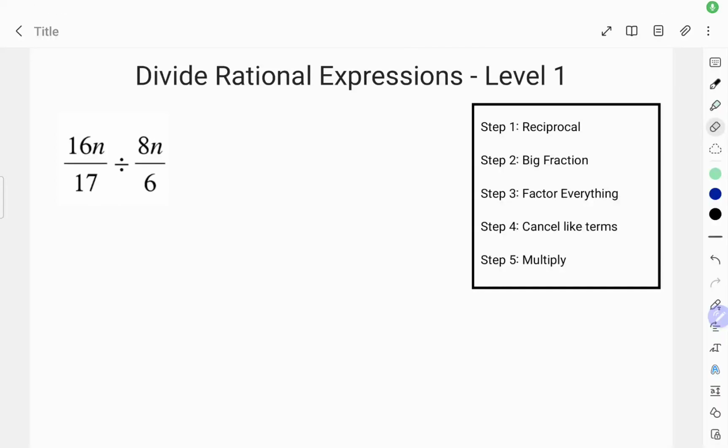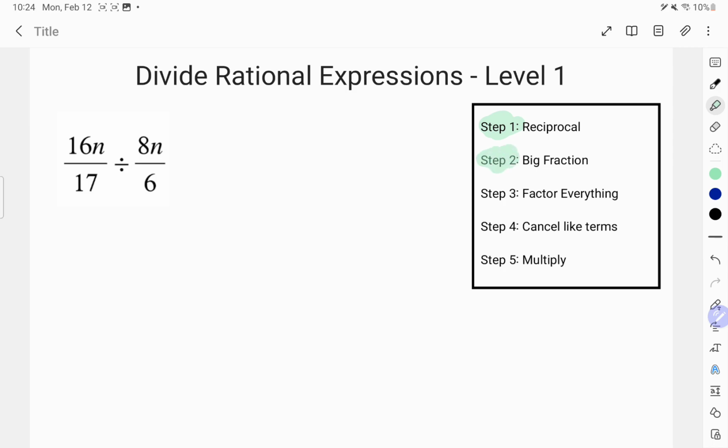Hello guys, today we're going to go over dividing rational expressions, and these are going to be the easiest ones. It's going to be level 1. Let's go over the steps. We're going to be doing something new today, and it's called the reciprocal. We've done it before in class, but I'm just going to explain it again with the examples.